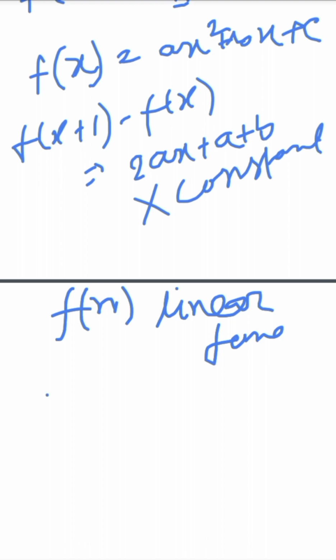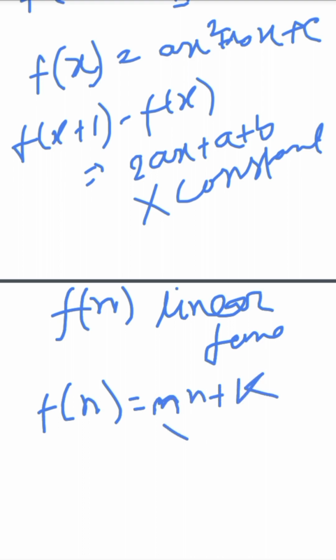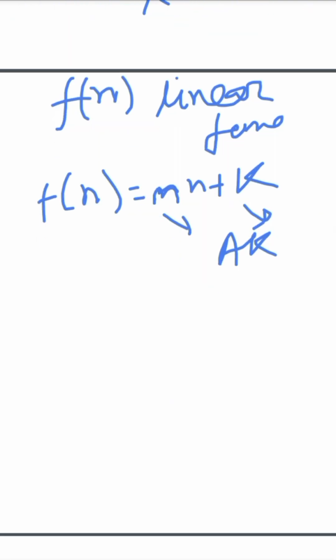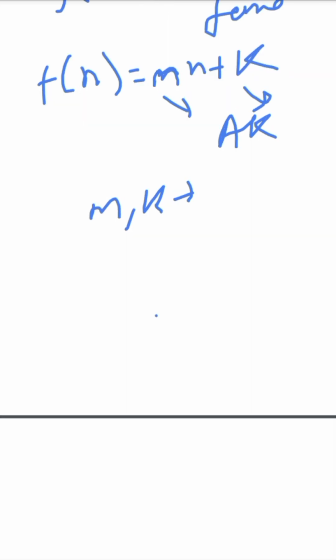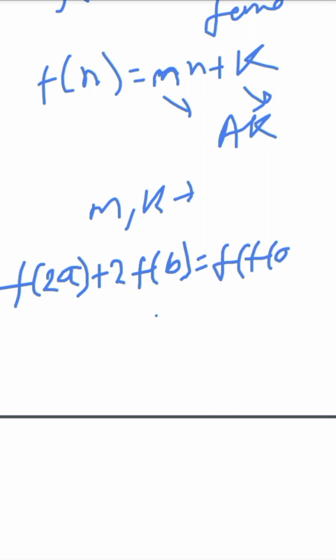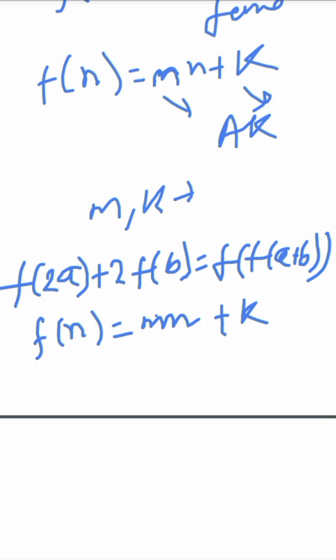So in a linear function, let's take f(n) as mn plus k, or any form you can take, where m and k are arbitrary constants. But now we have to determine for which choices of m and k this will be satisfied. So we have to find the set of functions, right? So friends, our given equation was f(2a) plus 2f(b) equal to f(a+b), right? So from f(n) equal to mn plus k, we will find these values.